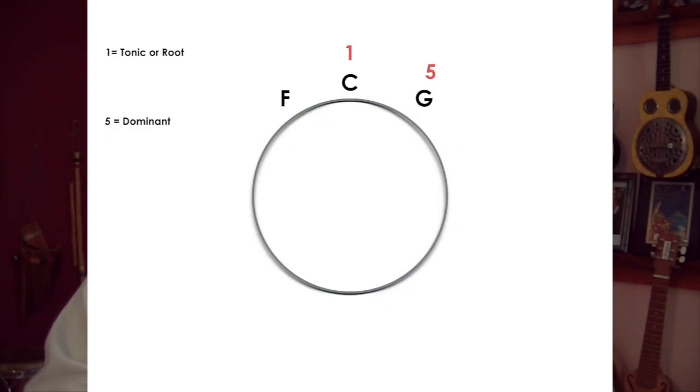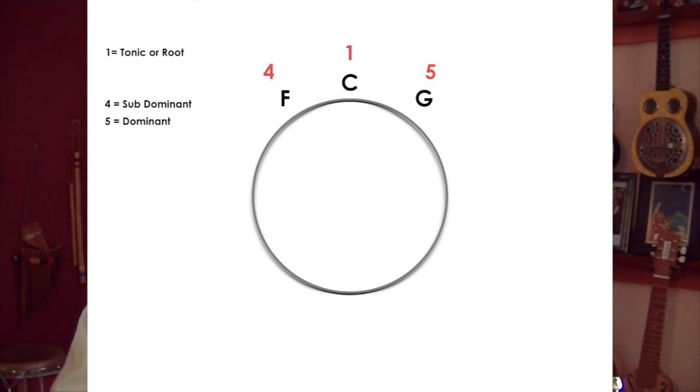So let's count up from the C to the four chord. C, D, E, F. And let's put the F to the left of the C on the circle. And we'll put a 4 above it, and we'll give it a name. That's the subdominant. It's right below the dominant. It's the other most frequently used chord in the key of C.